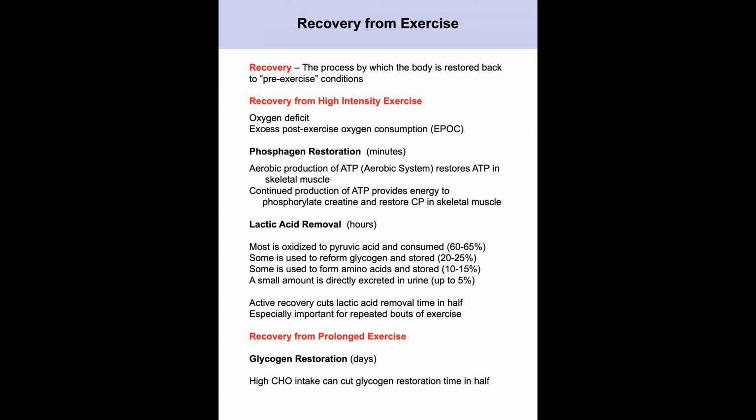And so immediate sources of ATP are going to be from that phosphagen system. So the phosphagen system essentially helps us get going while the aerobic system determines essentially what the oxygen requirement is. And then you may also produce a little bit of lactic acid as well in the early stages of exercise.